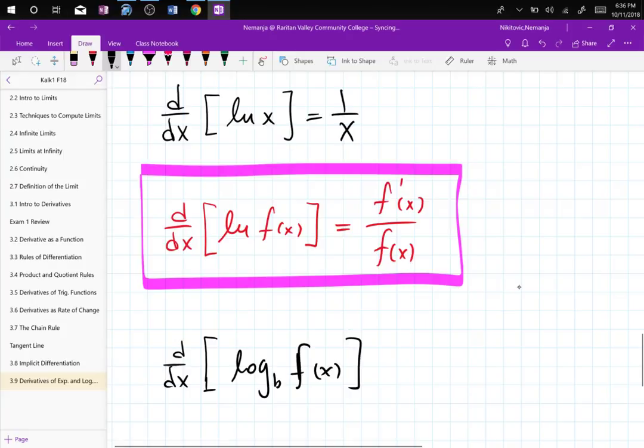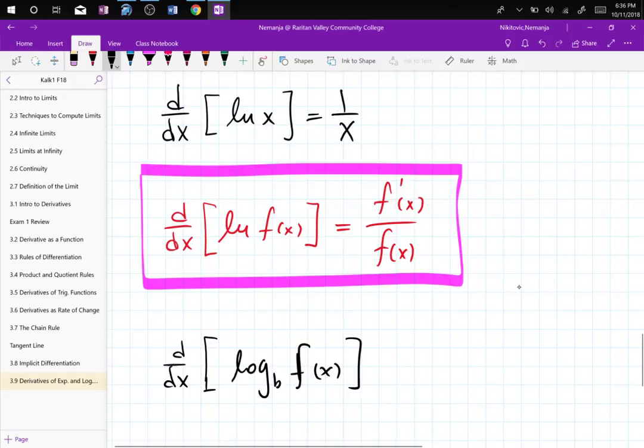So I hope that you see that this is the most general case. You can't go and generalize more than this. Because now you're not just allowing any function in here, like you did before. It's not just that you are allowing functions, you're also allowing for any base. So as I said, log base 2 of sine x, you can actually take the derivative of that.